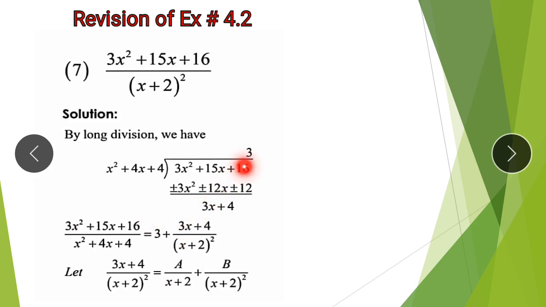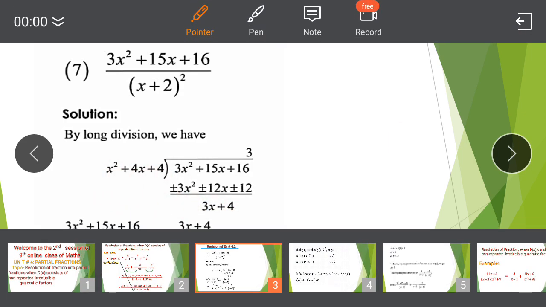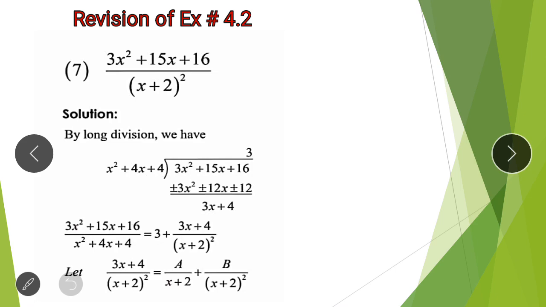So let's write it here. 3 as a whole will come, and 3x plus 4 is the numerator, whereas the denominator here is basically the shrunk form of x squared plus 4x plus 4. When we have to make the partial fraction, it must be in the shrunk form. So let's make the partial fraction of the remainder now. For now you are going to ignore 3. At the end we are going to write it then.